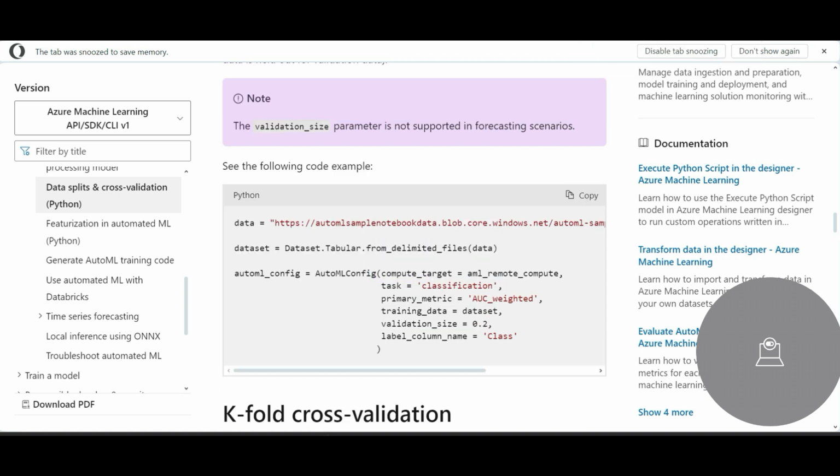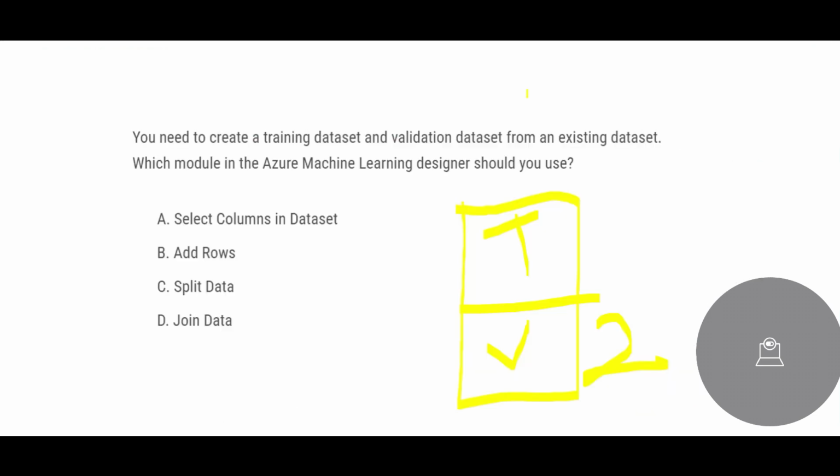0.2 means 20% of data it will just randomly pick, split and use for validation. Okay, so I explained the concept. I'll put that link also in the description, but this question is relatively very simple. It is just saying I want to split the data. What model should I use?